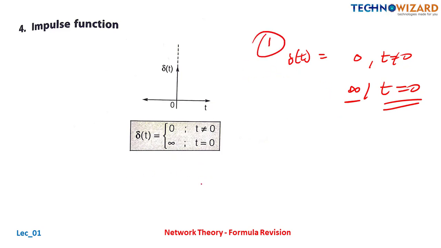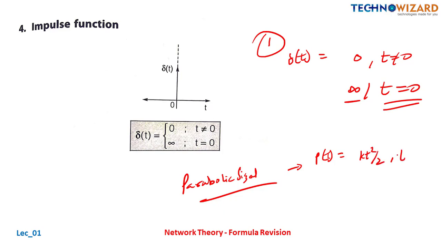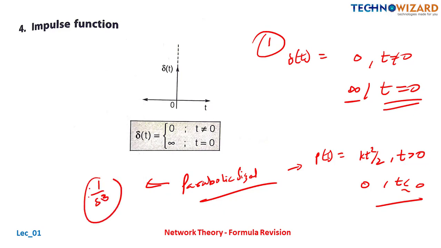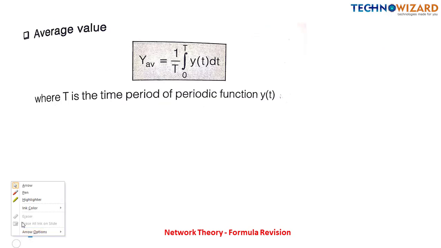Next one is our parabolic signal. Here it is defined by p of t, and it is given as k t square by 2 for t greater than 0, and 0 for t less than or equal to 0. The Laplace of parabolic signal is 1 upon s cube. Please remember this is our fourth signal. These are the four standard input signals.